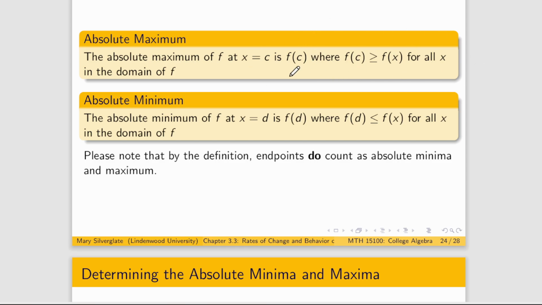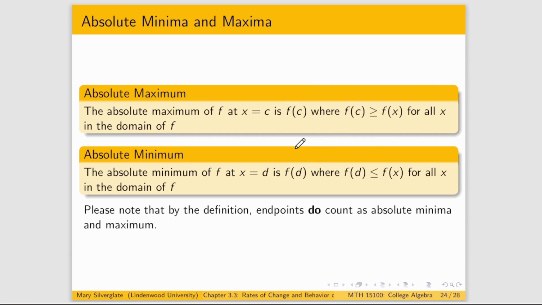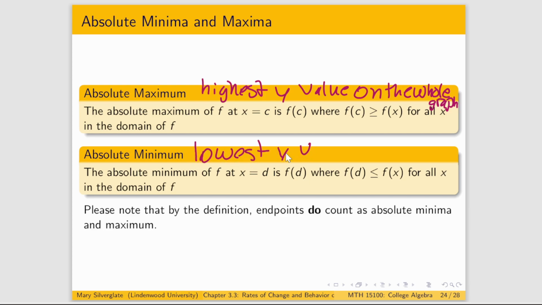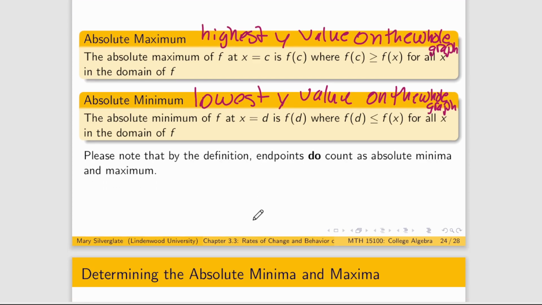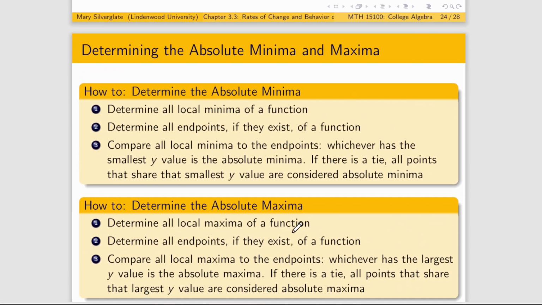And all this is saying in more formal language is that if it's an absolute maximum, there is no other point that has a larger y value. If it's an absolute minimum, there's no other point that has a smaller y value as well. So this is the highest y value on the whole graph, and this is the lowest y value, so lowest output on the whole graph. And again, it is possible that a graph doesn't have one.